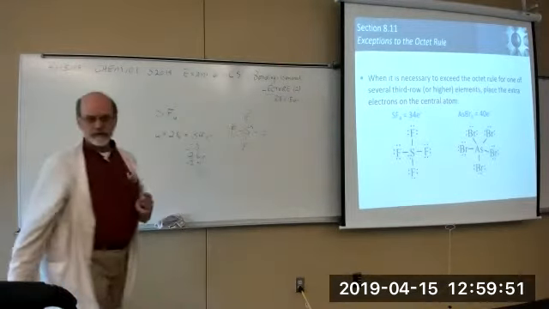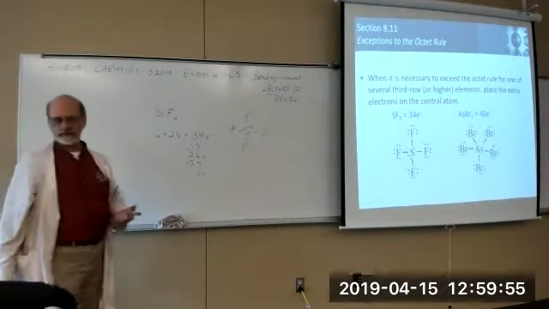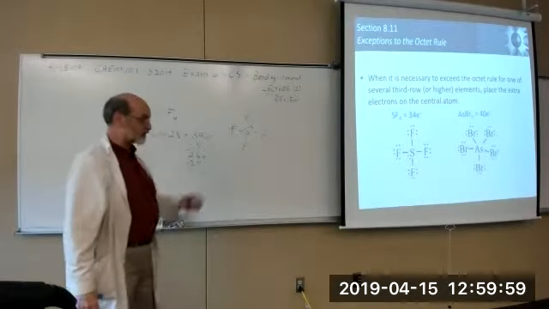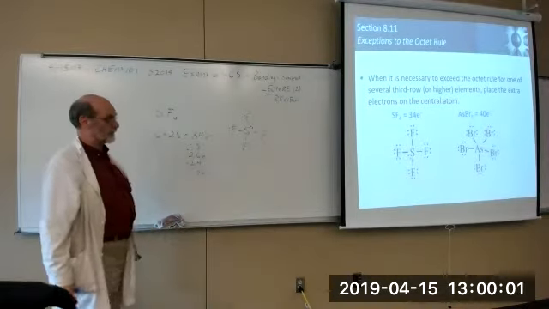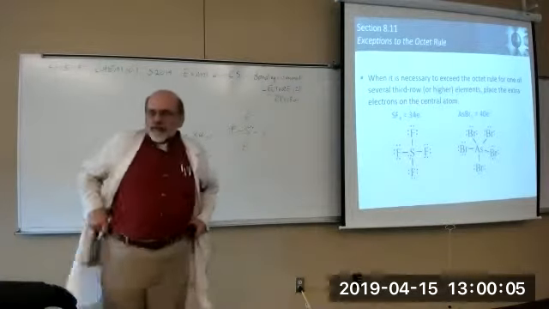So sulfur now has 10 electrons instead of 8. And it has to be because that's a real compound. It does exist. So why can sulfur take on those 2 extra electrons?